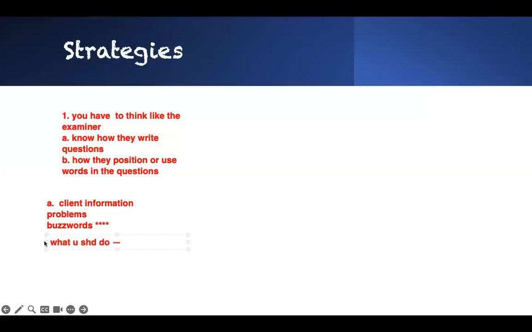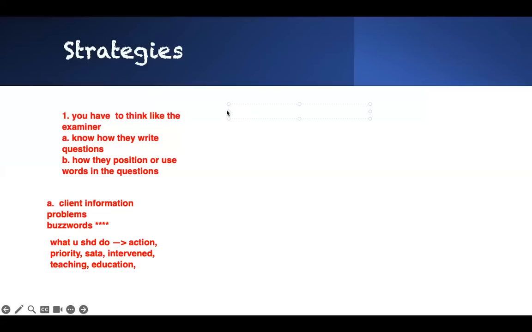So what does that mean? That means, do you have to take an action? Is it a priority problem? Do you have to select or apply? Do you have to intervene with the patient? Do you have to provide some teaching? You have to provide education, which is the SATA, right? All these things they have to tell you. That is part A, thinking like the examiner.